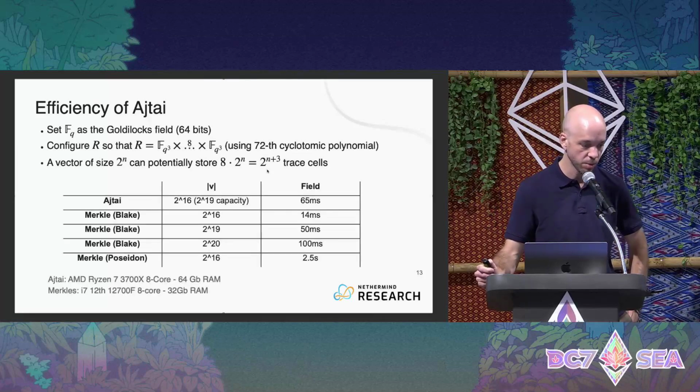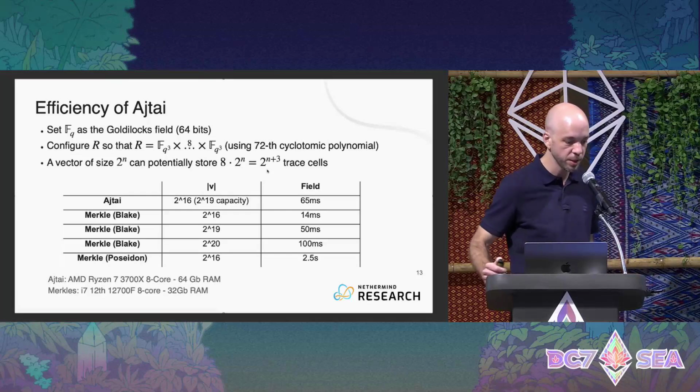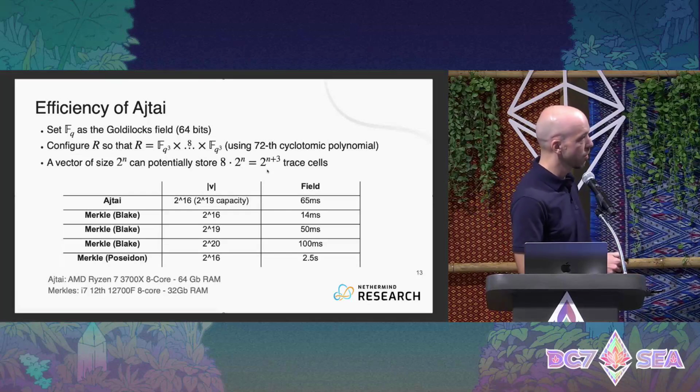And these are some benchmarks of our implementation of the ITI commitment scheme using this configuration. Say we want to commit to a vector of size 2 to the 16 ring elements, and this means 2 to the 19 field elements. This costs 65 milliseconds. This should be the commitment time. I don't know why it says field.